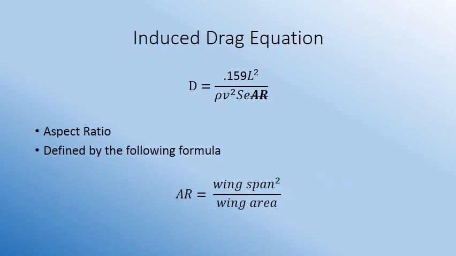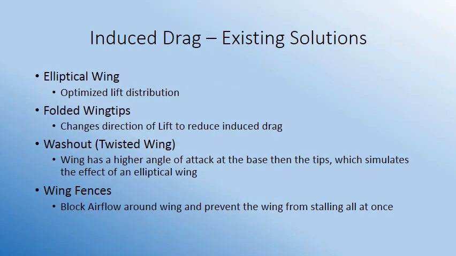Finally, AR stands for the aspect ratio. The aspect ratio is defined as the wingspan squared over the wing area. This value is dependent on the size and shape of the wing. Here are some solutions to reduce induced drag. The use of an elliptical wing will create the best efficiency factor, giving way to lower induced drag.